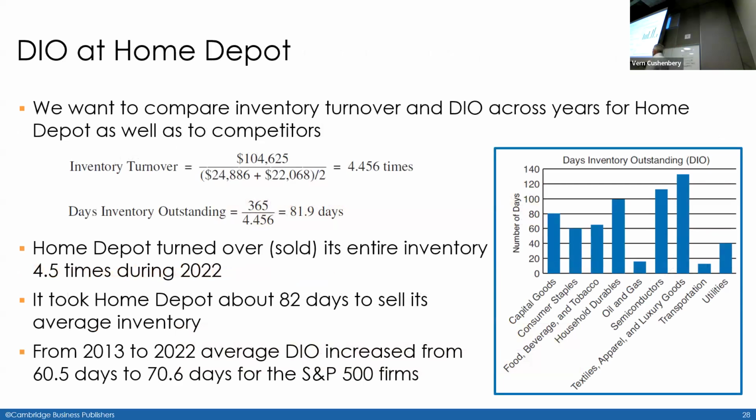This is a good chart to understand the capital intensity, or just how much inventory it takes to drive sales in different industry groups. Take one here, food, beverage, and tobacco. Their days inventory outstanding is about 60. Compare that to transportation. Days inventory outstanding is about 15.